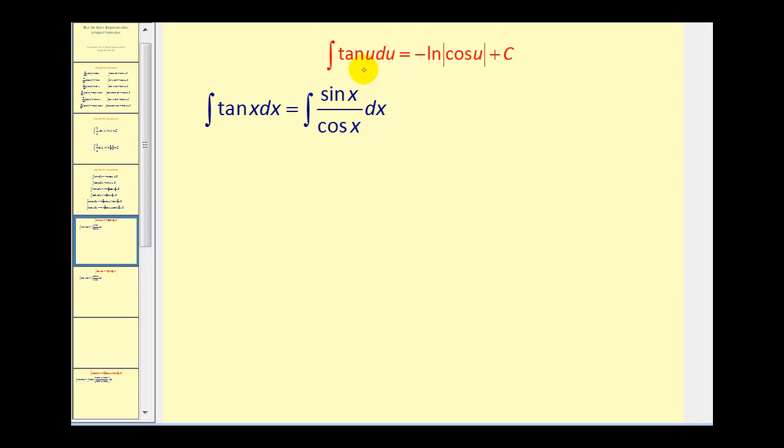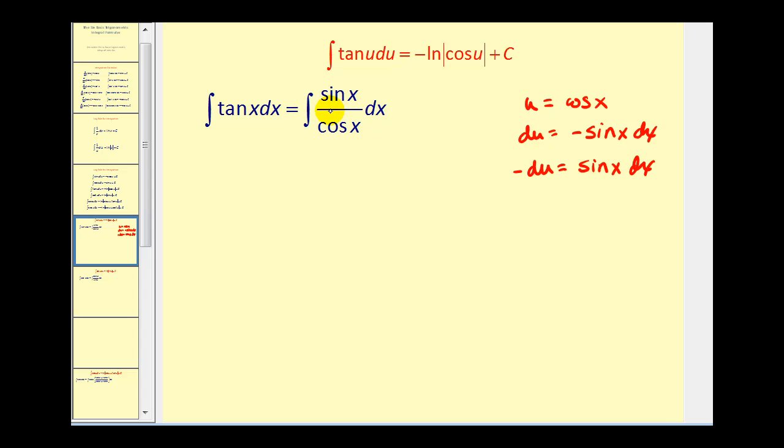So for example, here's the integral formula for tangent u du. So let's see if we can determine the antiderivative of tangent x dx. Remember, tangent x is equal to sine x divided by cosine x. So if we take a look at this integral as a quotient, and we let u equal the denominator, so u would be equal to cosine x, then differential u would be equal to negative sine x dx. Notice that we do have a sine x dx in our integral, so I'm going to go ahead and solve this for sine x dx. So we'll have negative du is equal to sine x dx.